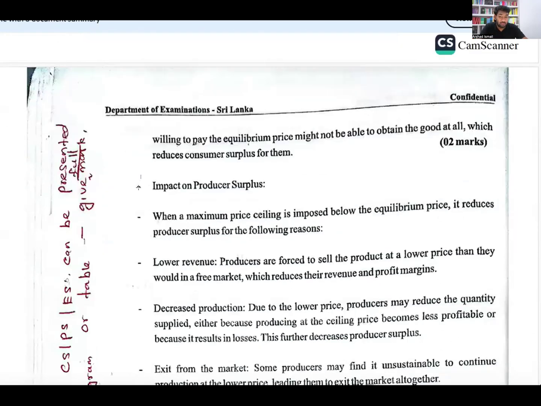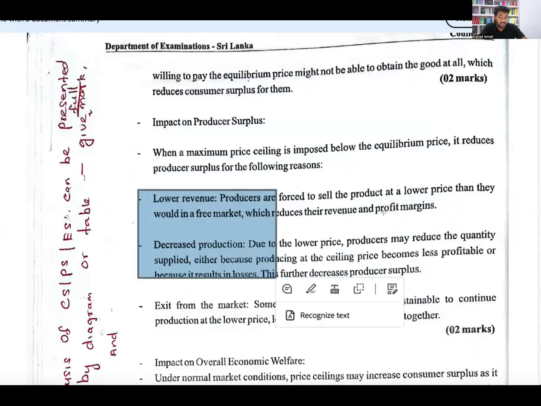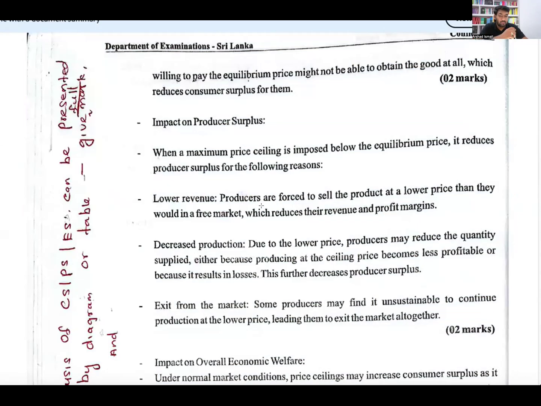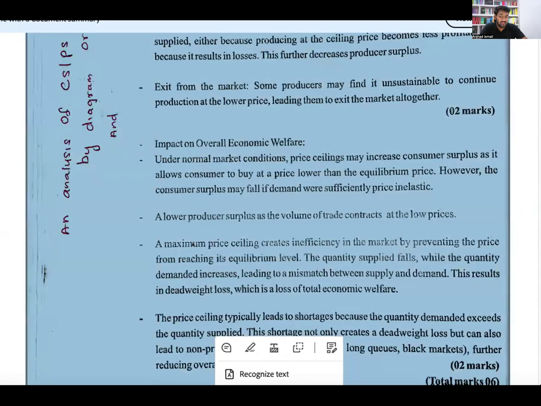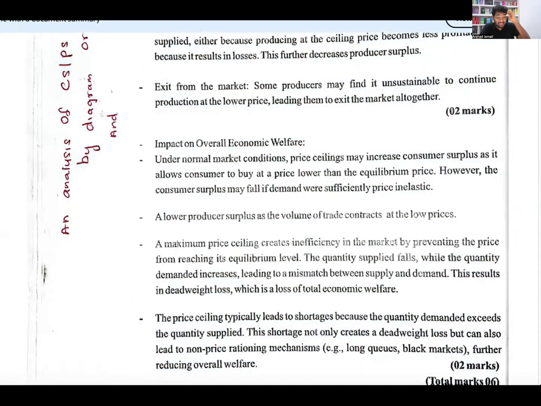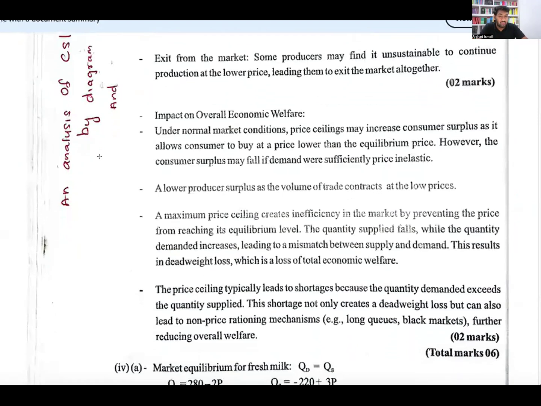Then, impact on producer surplus. When the maximum price is put, what happens to the price the producer gets, and to his quantity? He now gets a lower revenue, his production comes down, and his total producer surplus will also decrease. And then the impact on overall economic welfare: you can talk a little bit about the deadweight loss and the social welfare loss story. So 2 marks, 2 marks, 2 marks is what they have given.